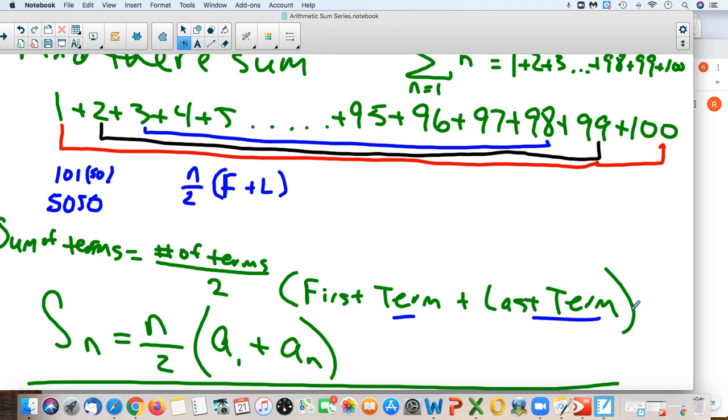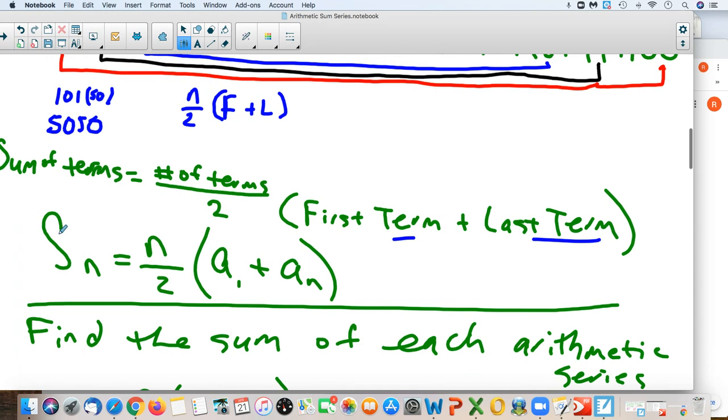What's the official math definition? S for summation. If you remember, in the geometric sequences it was a sub n, the term in the sequence. Now we're doing S for the sum of terms in the sequence, which equals the number of terms divided by 2, times the first term plus the last term. Because if you have 20 terms in a sequence, this would be the last term. So that formula is very important. That formula we're going to be using a lot.